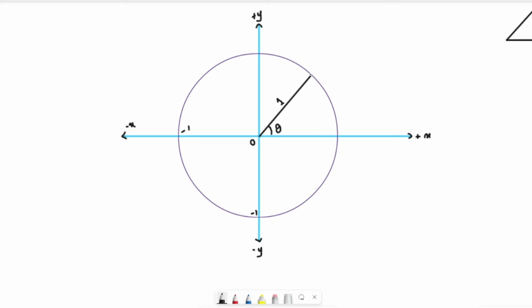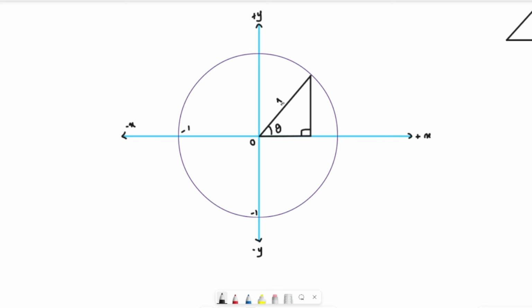So from this point, if I were to draw a vertical line to the x-axis, I would start to get something that looks a lot like a right angled triangle. So I'll just connect the origin with this line, and I have a right angled triangle. This right angled triangle can be used to find sine and cosine.